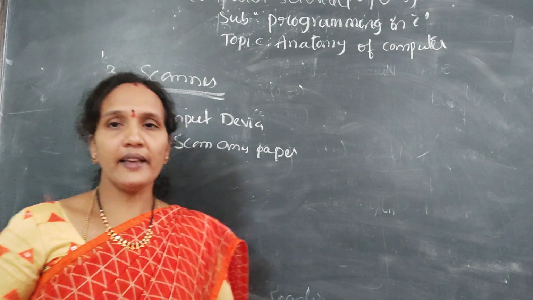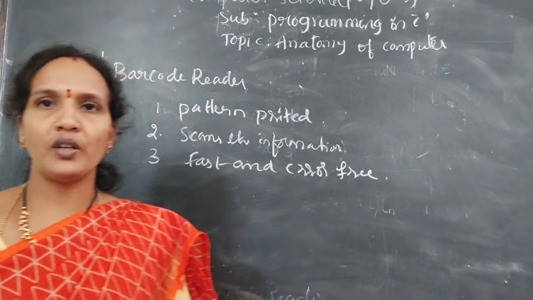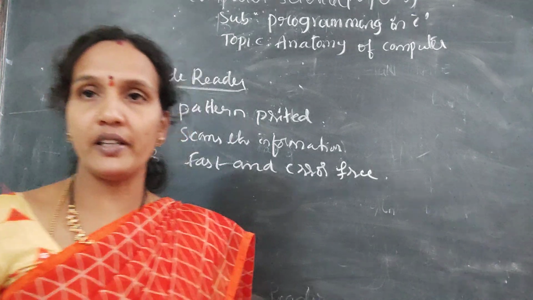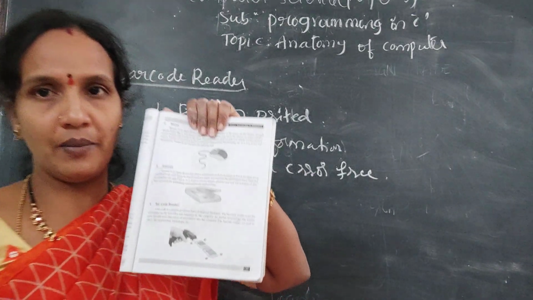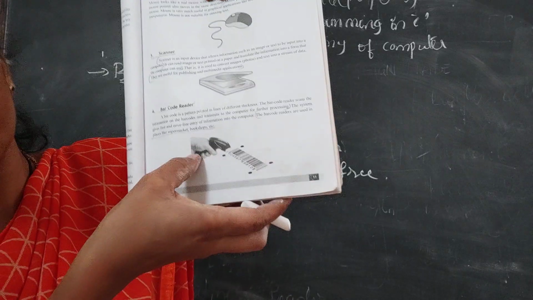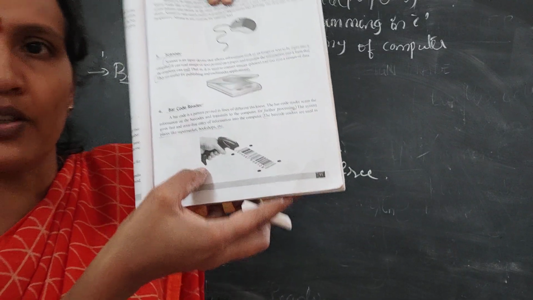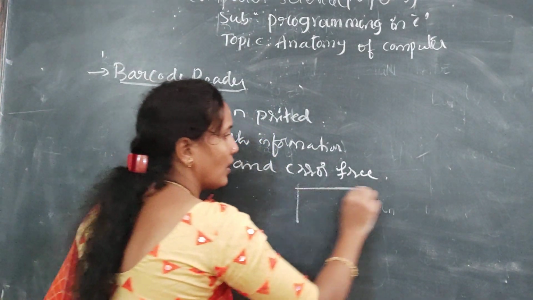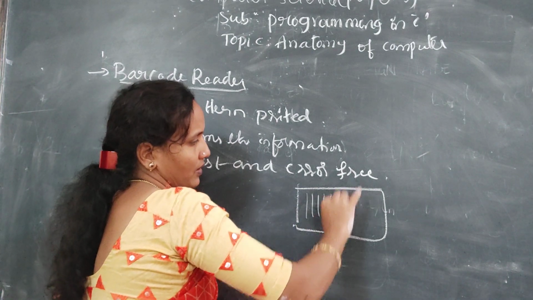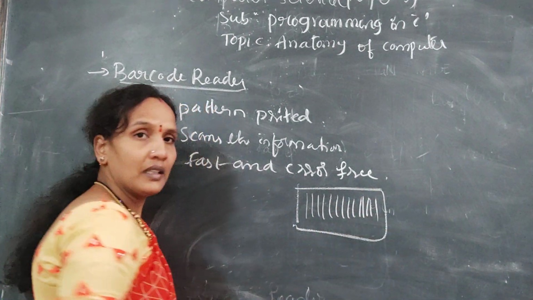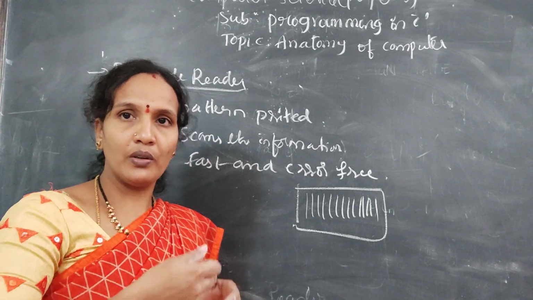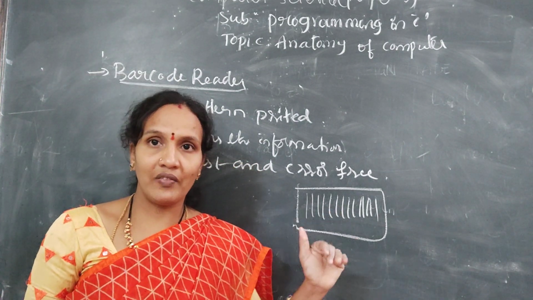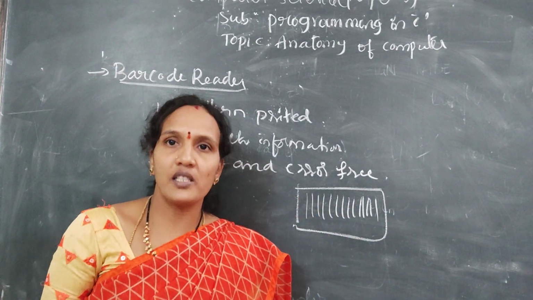Next, the next input device is a barcode reader. I think you have seen this barcode reader in the shopping malls and in some shops. You see, this is a barcode reader. In the shopping malls, they use it to scan. For example, this is a price tag. Here you will get one pattern in a thick black color. So when you keep this barcode reader on this pattern, whatever actual price is there will be transferred to your system. That is a barcode reader.